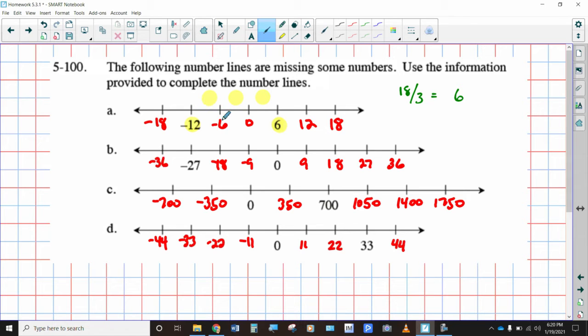-6 plus 6 is 0. 0 plus 6 is 6. Yes, that absolutely works as the counting sequence. So we're just going to continue on with that process.